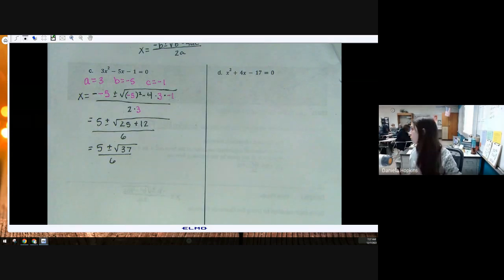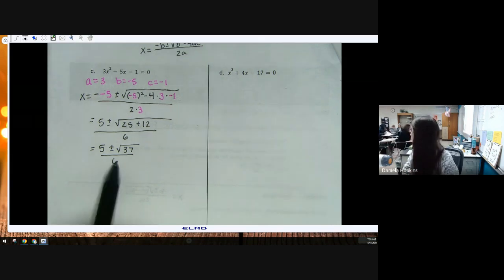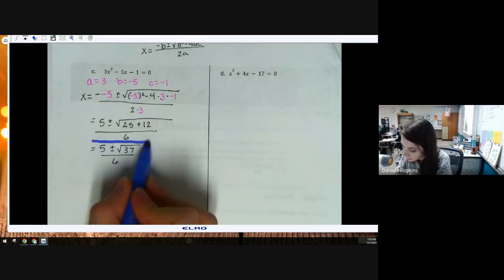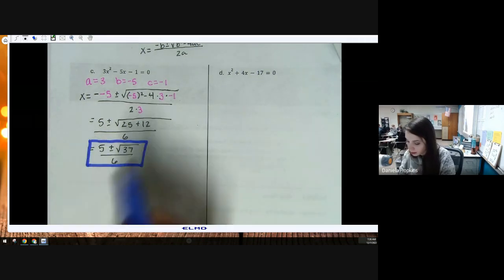Is there anything I can do to simplify here? Not a darn thing. Those are actually really the nice ones. And probably you'll have at least one quadratic formula one on your quiz where you just plug everything in, you simplify that square root, and then that's it. So it's a very ugly answer in terms of what it looks like. It is some decimal. But that's your answer.